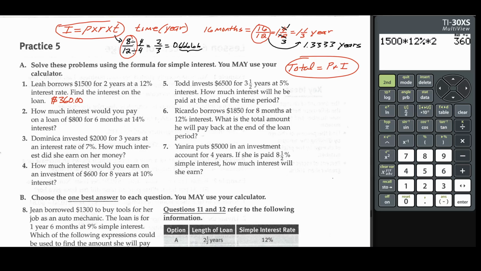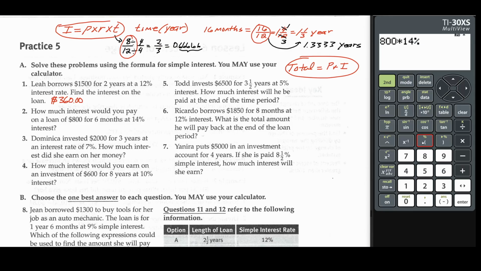Now let's move to number 2. How much interest would you pay on a loan of $800 for 6 months at 14% interest? Again, we are going to use the same formula here. I equals PRT. So punch in 800, that's the principal, multiply by 14%. Push 14, then to get the percent, hit the second key and left parenthesis. Now you see the percent sign.